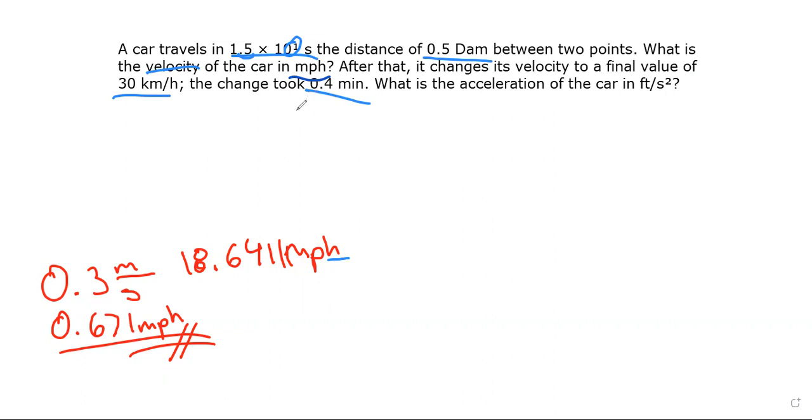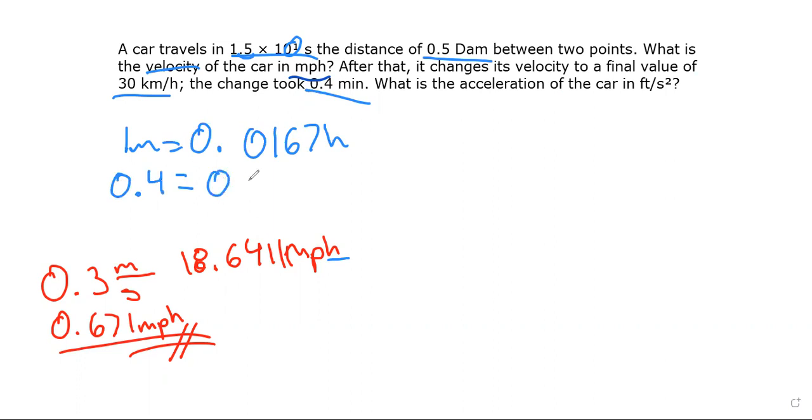We have to work with the same measurement. So if we have minutes, we have to change it into hours if we're working with hours. So we have to change it again. We know that 1 minute is the same as 0.0167 hours. So 0.4 would be 0.006 hours. It's a really small value, but that's not a problem.